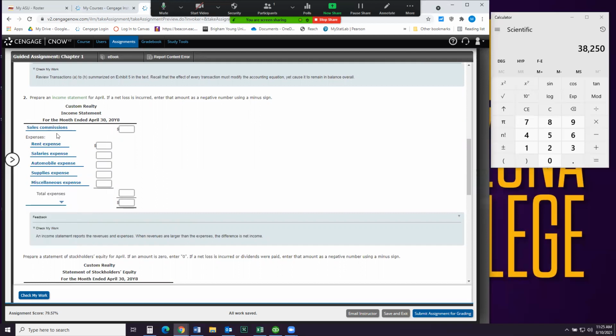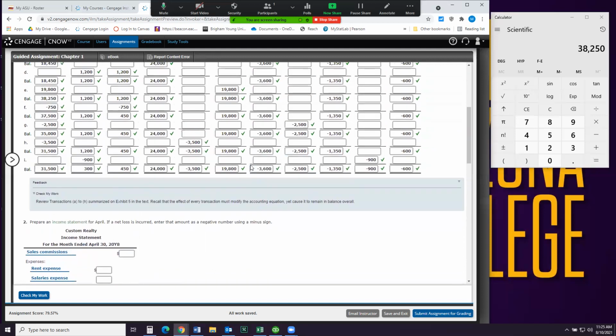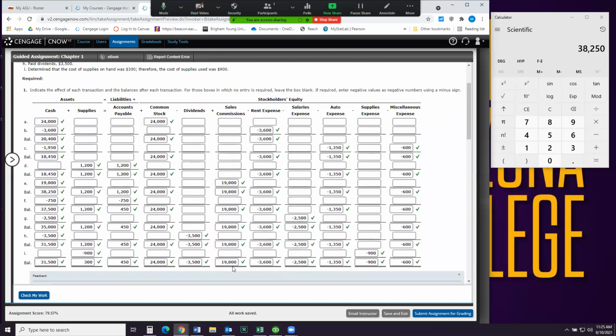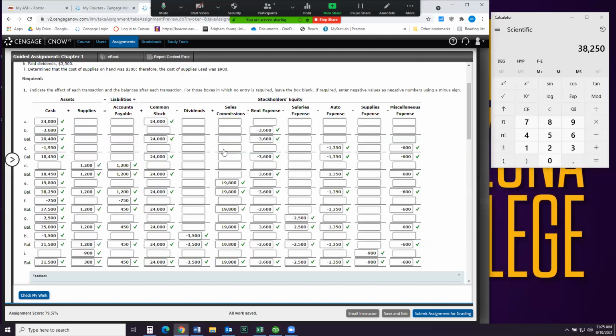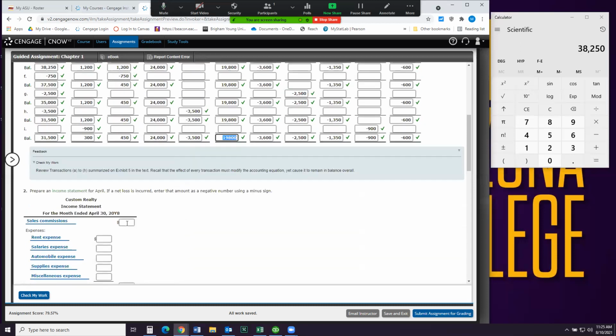And we know that our revenue, sales commissions, minus our expenses, is called our net income. Unless we have more expenses than revenue, then that's going to be a net loss. All right, so I'm just going to scroll up here and look at our sales commissions, which was $19,800. That's where I'm getting this information from right here, the balance of our sales commissions at the end of the month. And then we're going to look at each of these expenses.